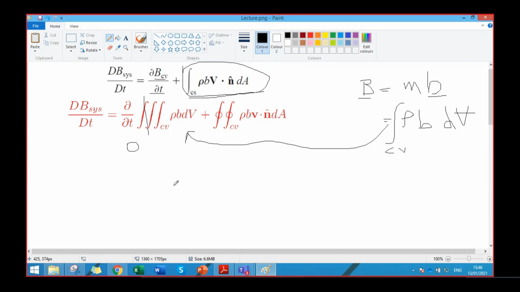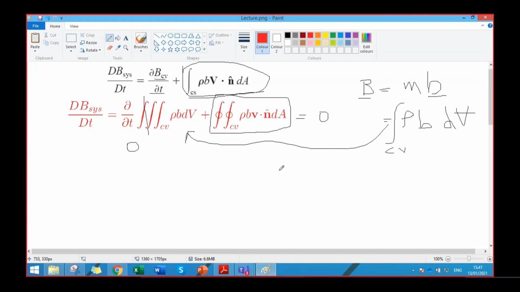Can you give me an example of any scenario in which the second term is 0? Any scenario you can think of in which the second term is equal to 0? Sir, when the perpendicular dot product becomes 0. And physically, what would that mean? What would be the physical meaning of that? Sir, the fluid is flowing parallel to the surface. Flow is not into the control volume, right? There is no inflow or outflow from the control volume, right?